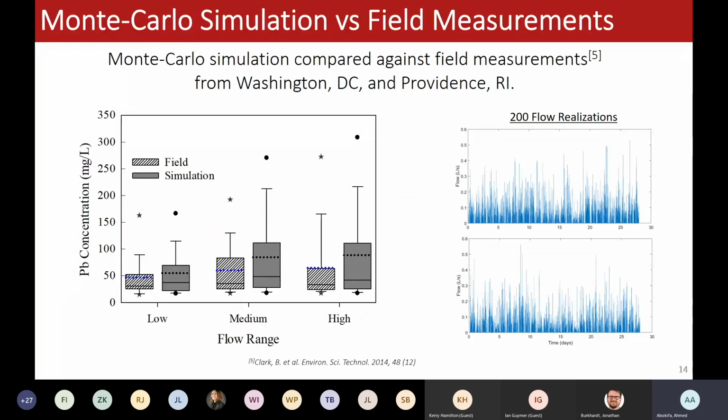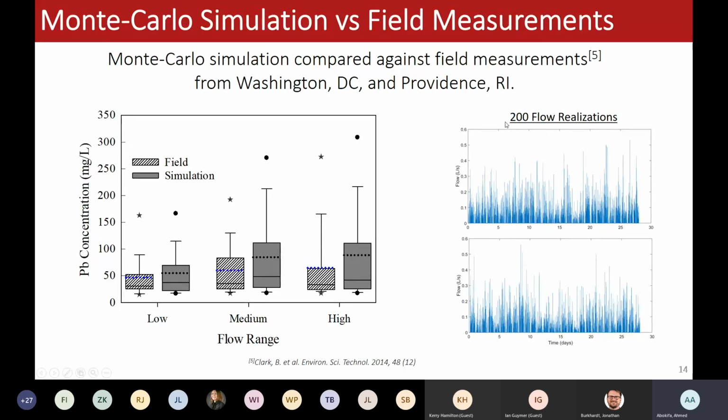And then we did a Monte Carlo simulation by running the model for 200 different flow realizations. So everything else was kept the same. The only thing that was variable was basically the flow events. And then we compared the results against field measurements from the literature. And these field measurements were collected from about 20 different homes in Washington, D.C. and Providence, Rhode Island.